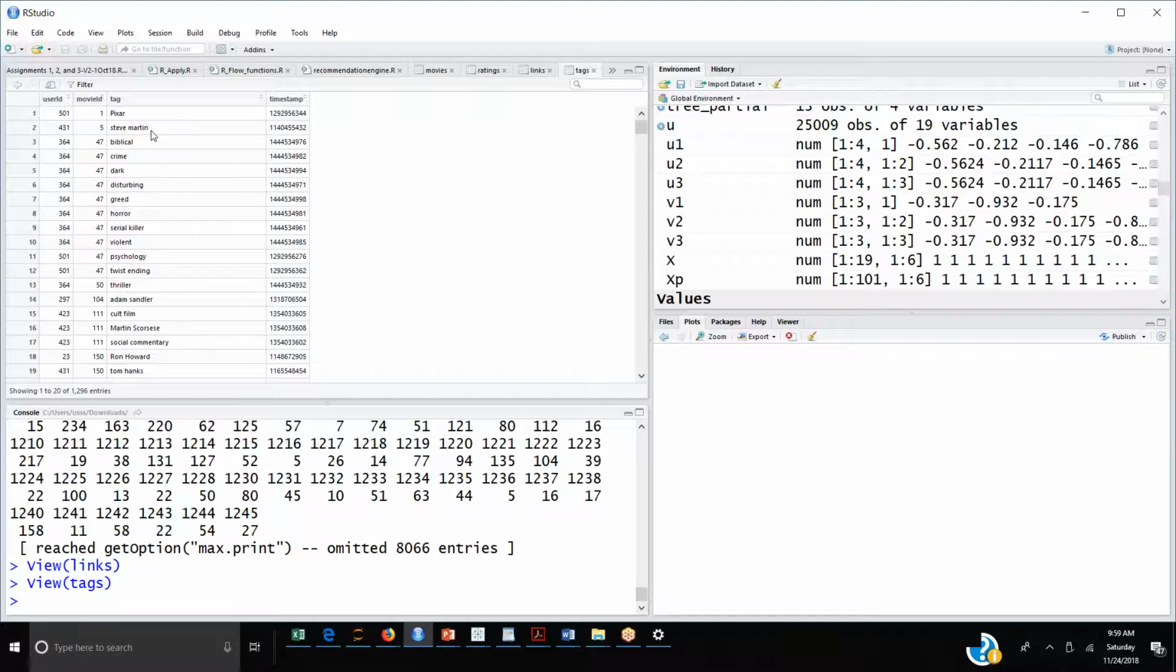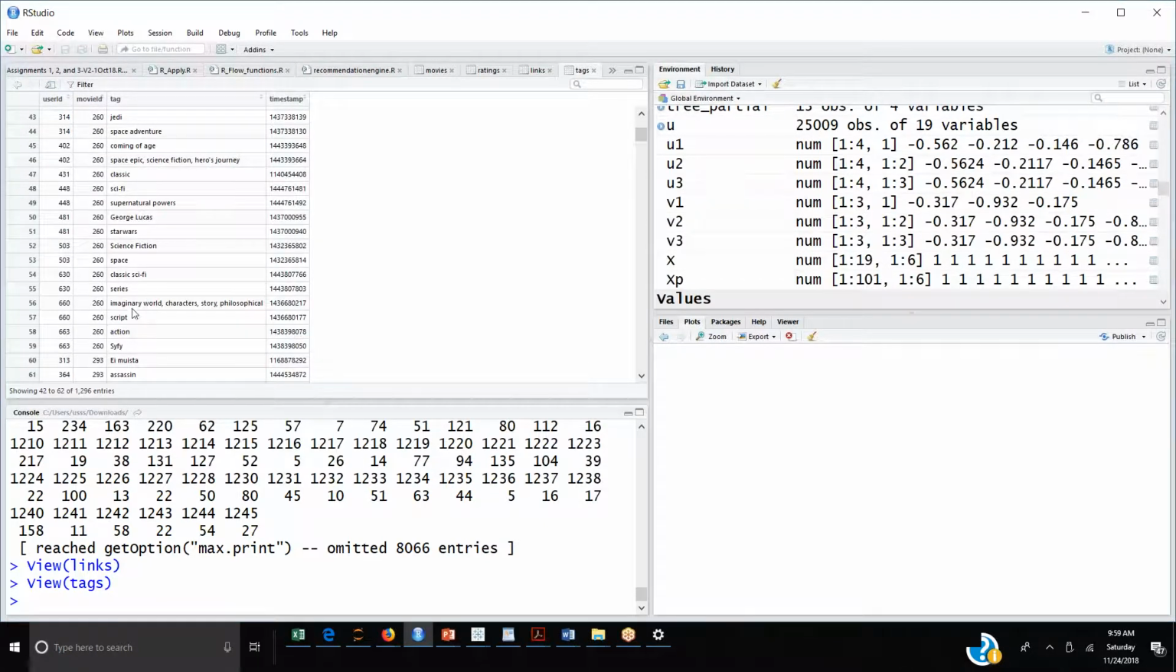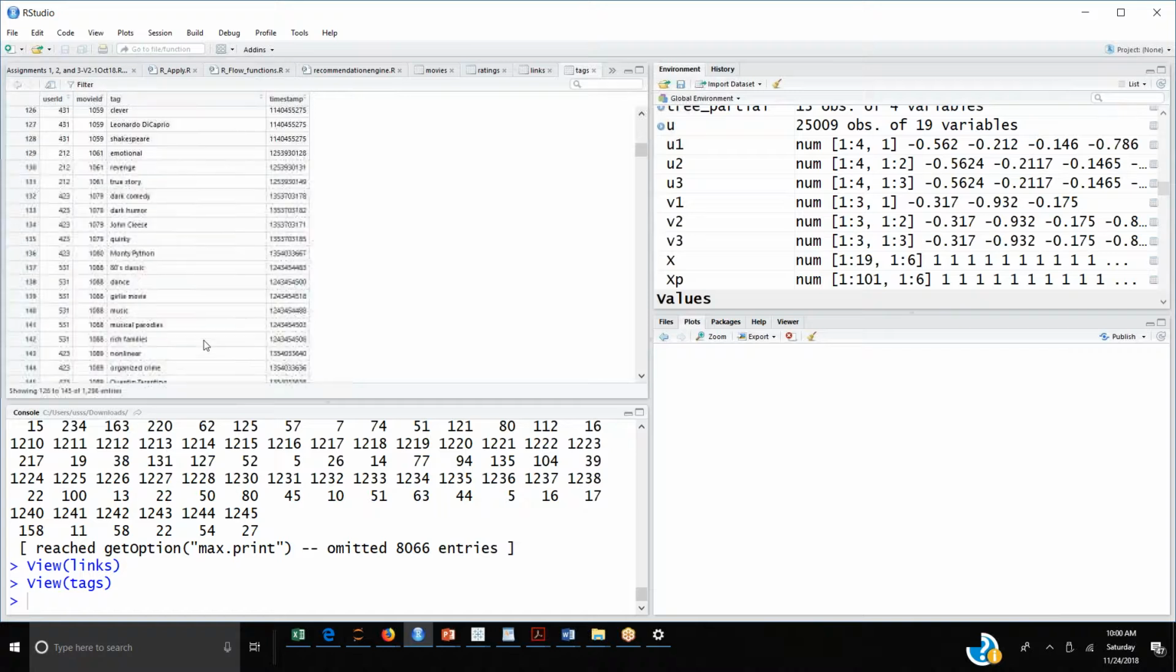Movie 5 is Steve Martin. That's Father of the Bride. I think I remember, right? Steve Martin was acting in that one. So like that, these are all key tags. Sometimes it could be multiple tags. Look at this one: imaginary world, character, story, philosophical, space, epic, science fiction, hero's journey, and so on. Multiple tags are also possible.